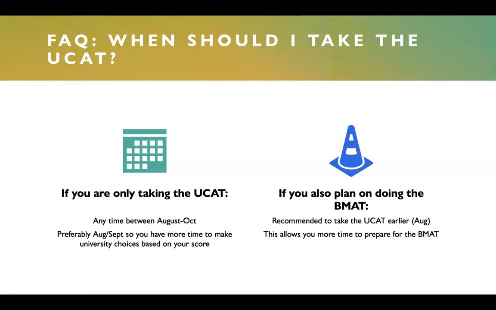If you're also planning on doing the BMAT, I would recommend taking the UCAT a bit earlier, maybe the end of August, which then allows you more time to prepare for the BMAT, because as you know, the BMAT is knowledge-based and it's based on biology, maths, physics, chemistry, and also English, which is your final section, an essay section. So you do need more time to prepare for that, especially if you're not doing A-level physics or one of the sciences or the maths, you're going to have to spend time studying it. So just be wary that the BMAT does take a little bit more time when you're revising.